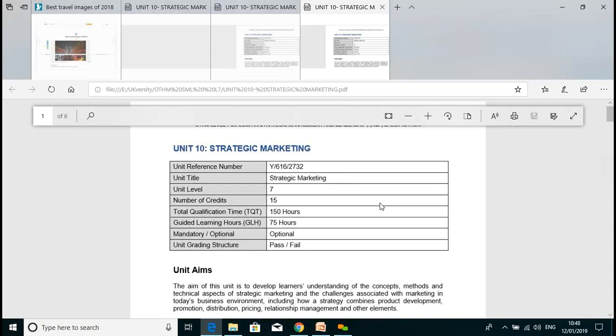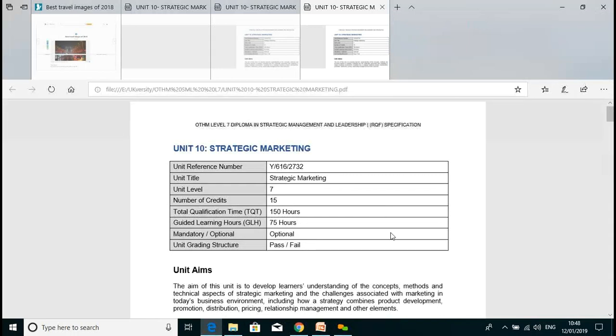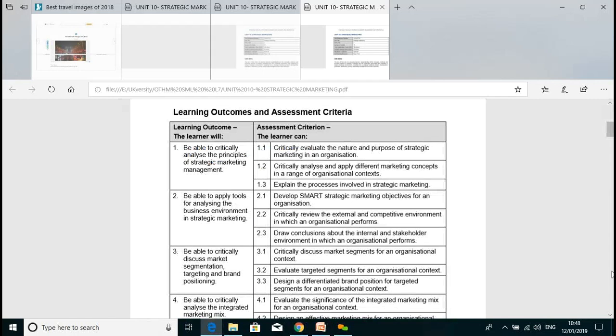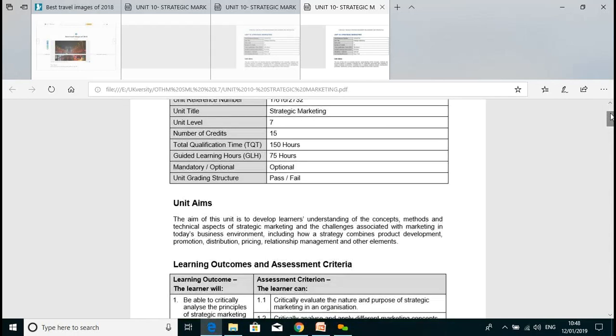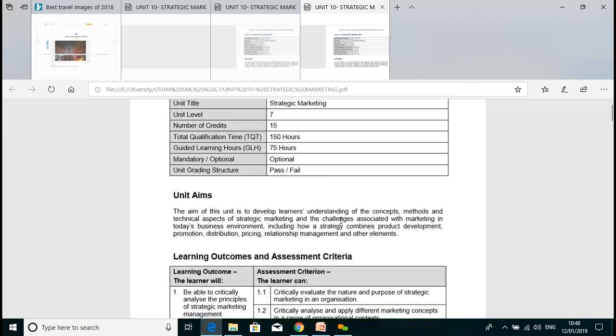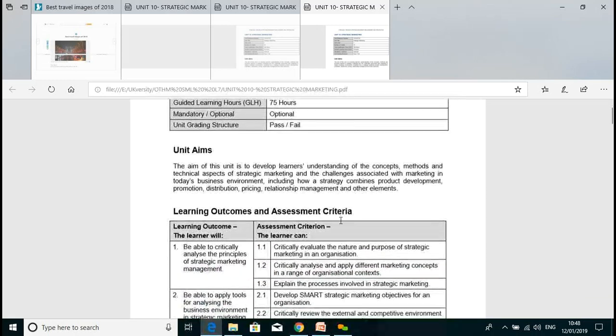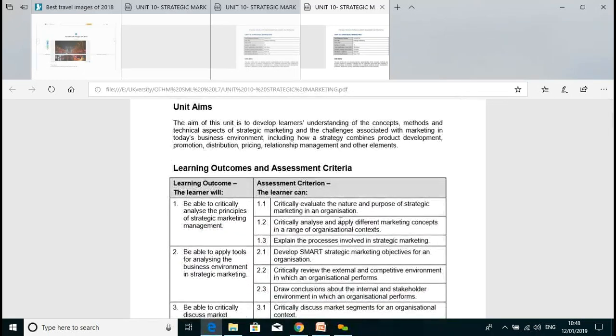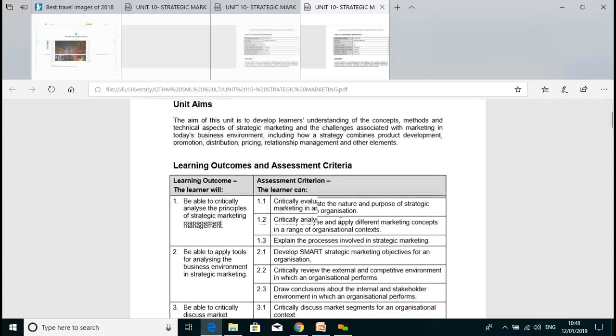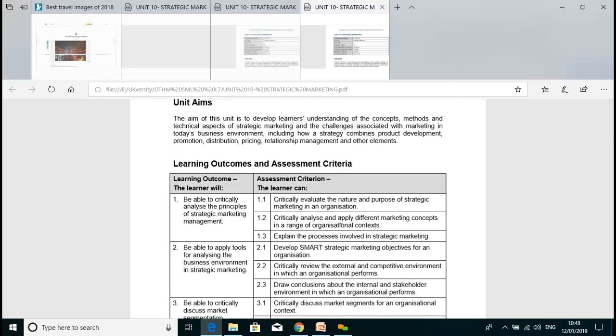Okay, so unit number 10 is all about marketing. The purpose of this unit is to develop a good understanding of the concepts, methods, and technical aspects of marketing. We will go through challenges associated with marketing today, especially in the business world, where we have a lot of competition, Brexit, and various other issues. As a marketer, how will we adjust to them and better develop our understanding? I'll go through this in our discussion.